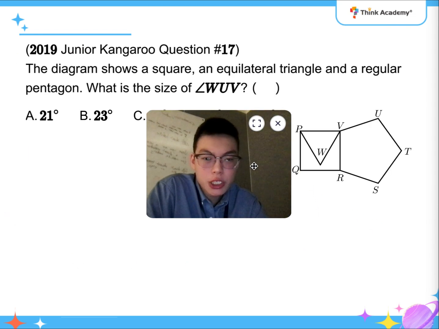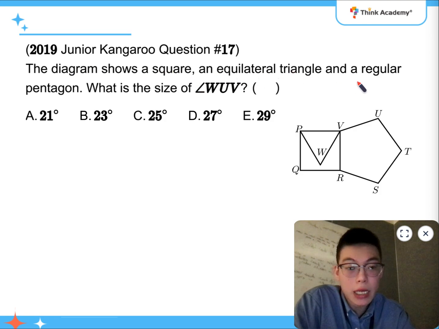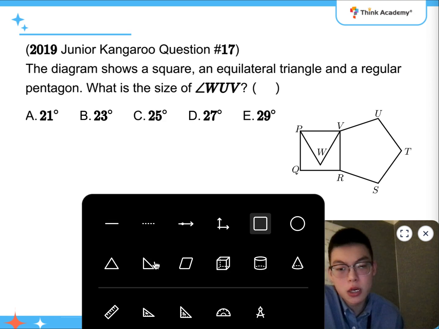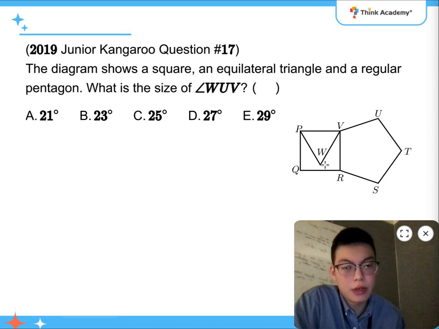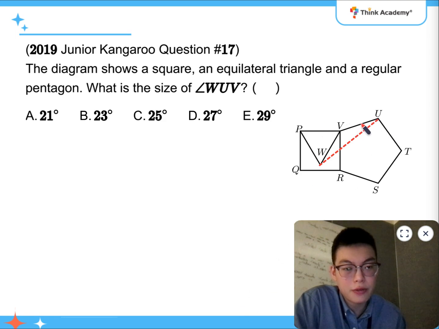And then for question number 17, it says that this diagram shows a square, an equilateral triangle, and a regular pentagon. What is the size of WUV? So we can just try to sketch a line right there from W to U and then back to V. Alright, so that's what we have. That angle is what we're looking for.